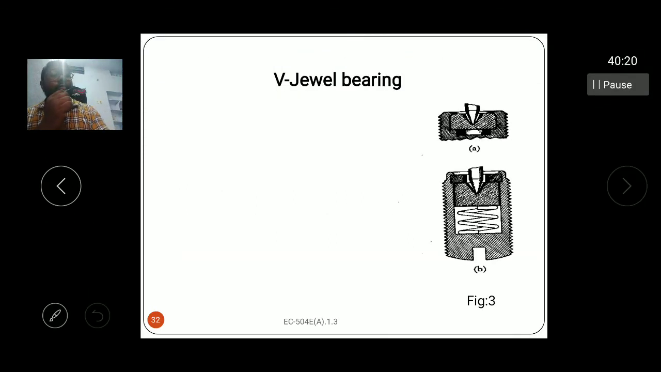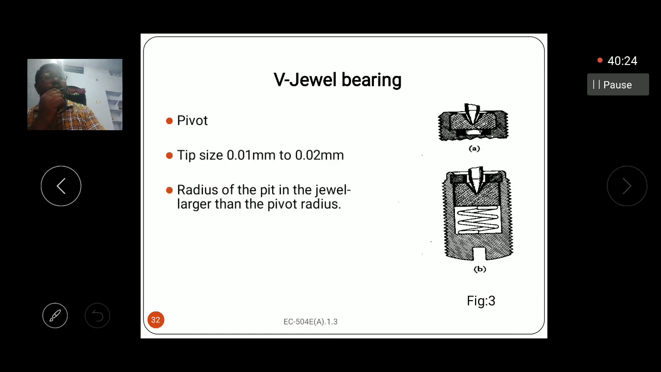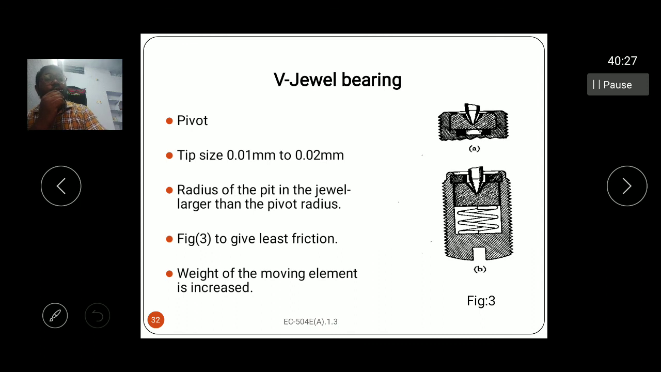Jewel bearings, I already explained the jewel bearings. They are used to control and maintain the smooth moving of the spindle and the aluminum base in the PMMC. That's why we are using the jewel bearings. This is the pivot, and the tip size is 0.01 mm to 0.02 mm. The radius of the pit in the jewel is larger than the pivot radius to give the least friction, and the weight of the moving element is increased.